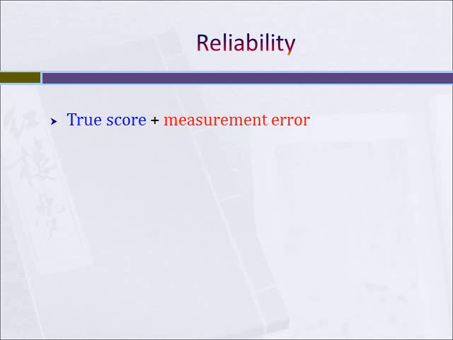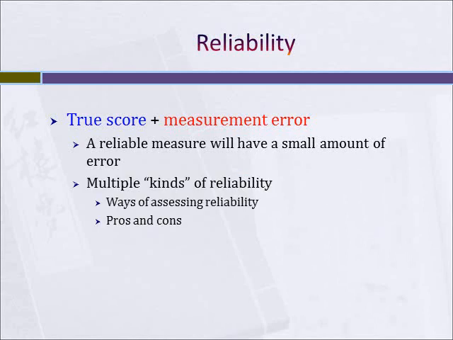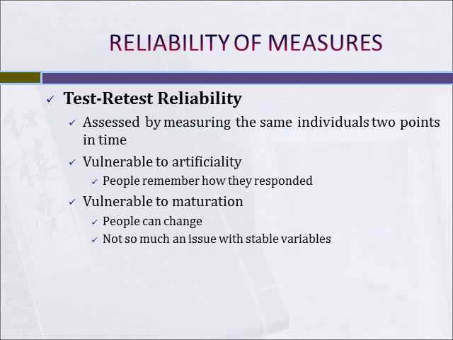Now remember, an observed score is equal to a true score plus measurement error, and reliability is one of the best ways that we can assess measurement error. If we have a highly reliable measure, it's going to have lower error. Okay? If that measure is consistent, it's going to have lower error. And so your question is probably, how do we assess reliability? Well, we have multiple types of reliability. Okay, we have many different ways of assessing reliability, and each of these methods have both pros and cons. And I'll go through the 3 methods over the next couple of slides.